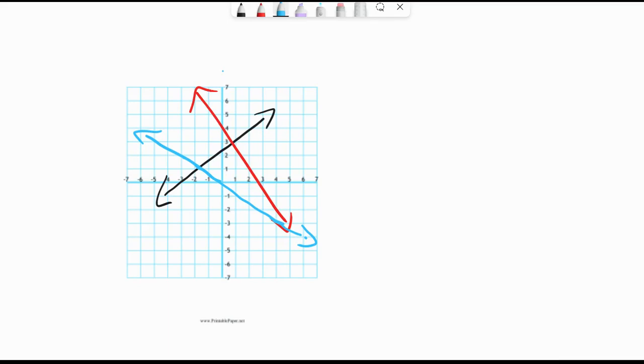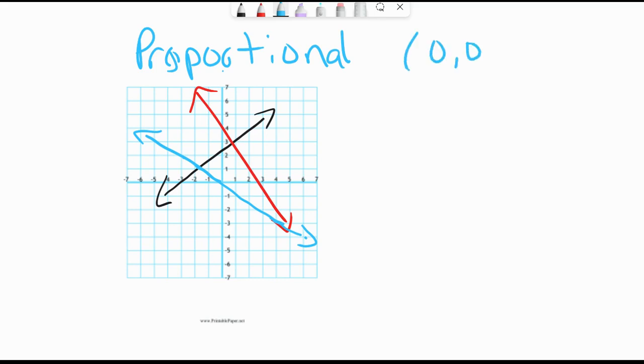Okay, guys, today we're going to talk about proportional relationships and being able to determine whether or not a linear relationship is proportional. So, we're going to start with graphs because it's the easiest thing. And so, again, we're trying to find out if they're proportional. And if a graph is proportional, it should go through point zero zero.